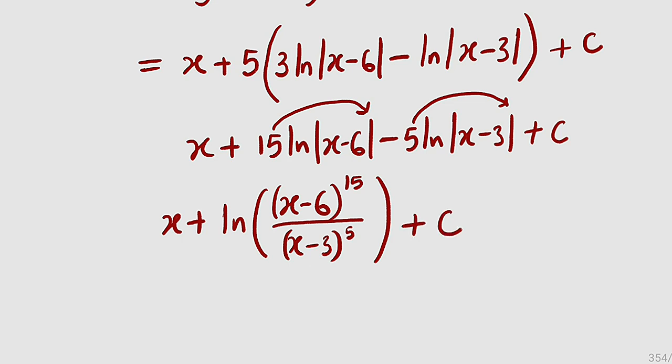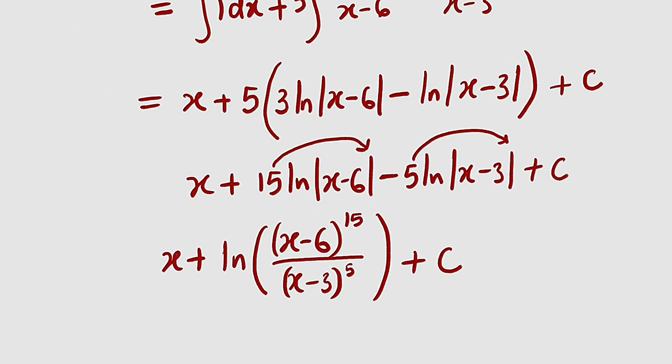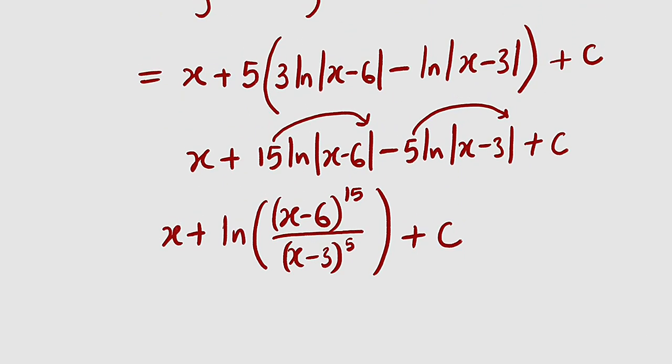So therefore, if you integrate the whole of this function right here, you're going to obtain x plus the natural log of x minus 6 raised to the power of 15 divided by x minus 3 raised to the power of 5, then plus the constant of integration.